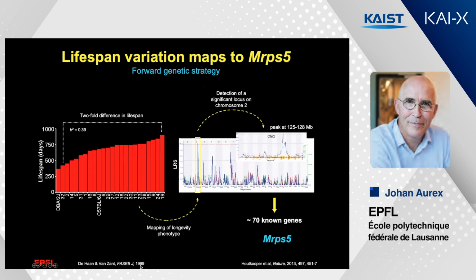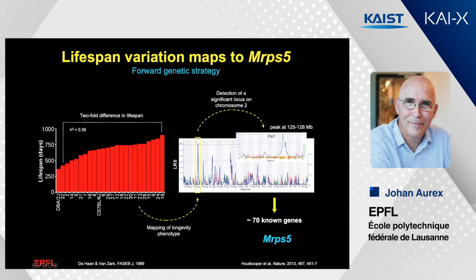These are data which are more than 2 decades old when Gerald de Haan and Van Sant actually aged mice, and they saw a twofold difference in lifespan. And you see this indicated here with a pretty good heritability. They were able to detect the significant locus on chromosome 2, but they were unable to identify or pinpoint the candidate gene. Because under this peak, there were 70 known genes. And at that time, the human and the mouse genome were not determined.